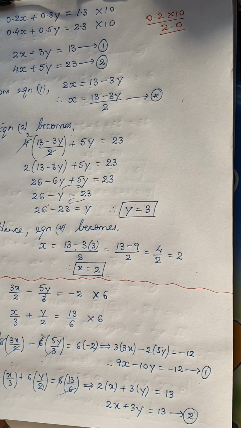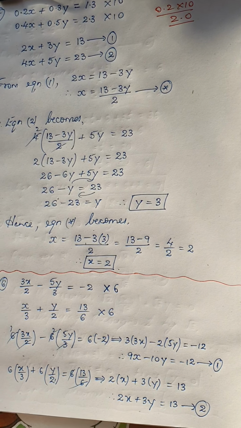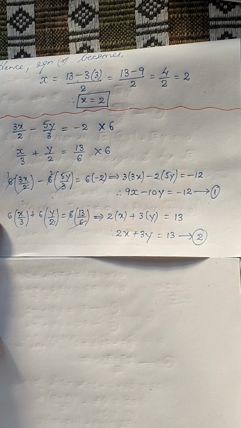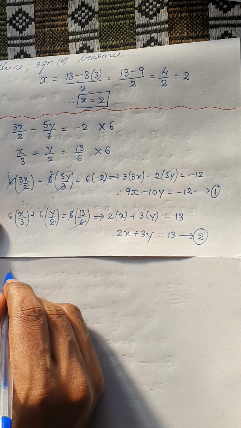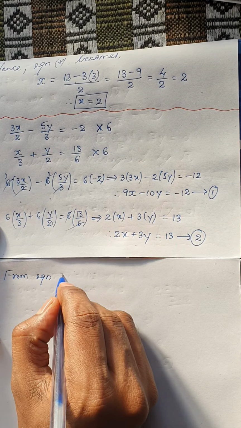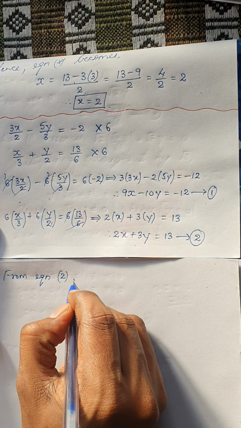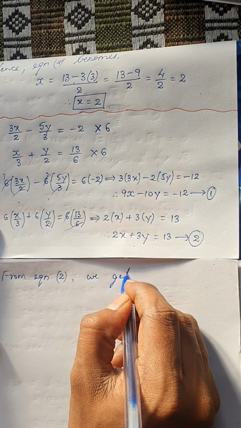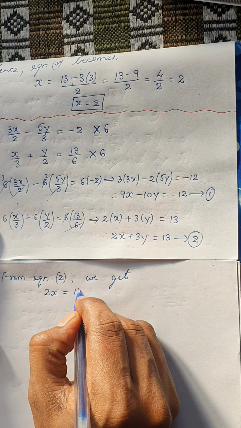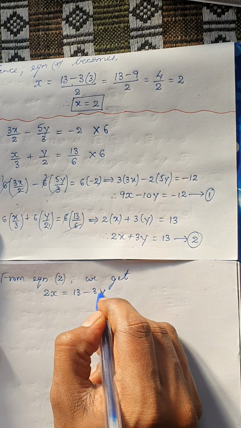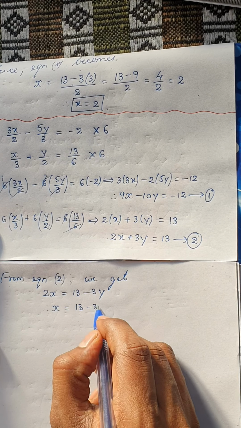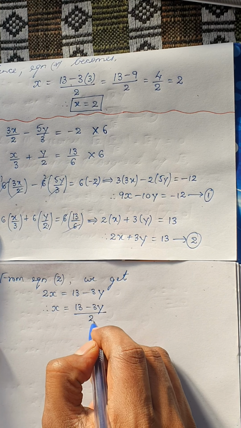Okay. Now, we are going to solve this using the regular process. Shall we continue? Kirtana, are you ready? Let me consider from equation 2. You can consider from any equation. From equation 2, we get 2x would be 13 minus 3y. Therefore, x would be 13 minus 3y divided by 2.